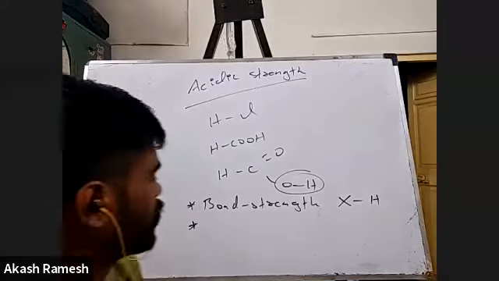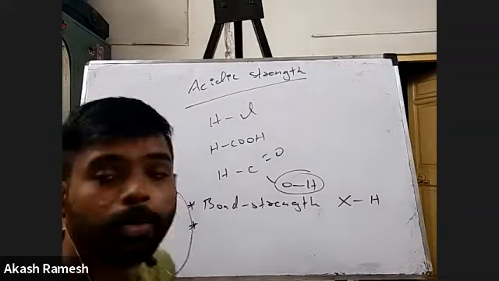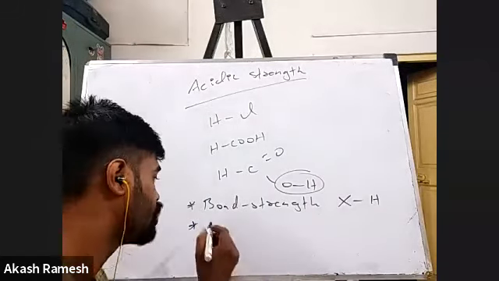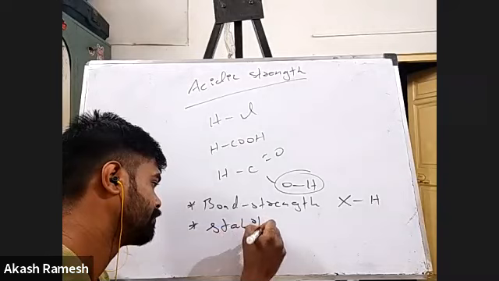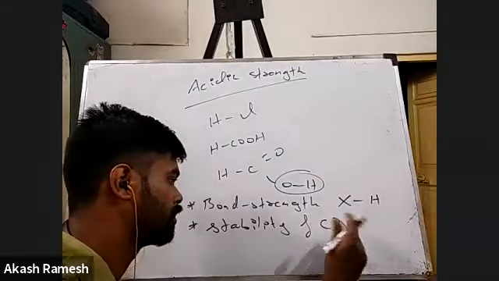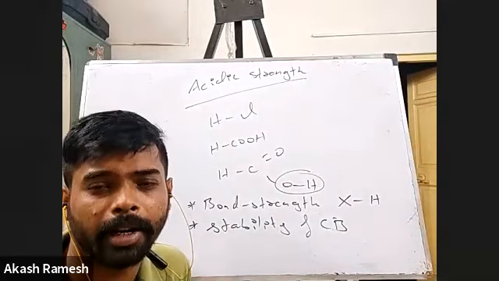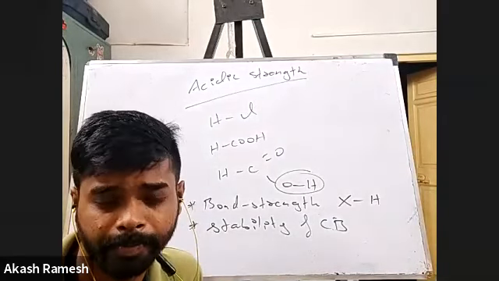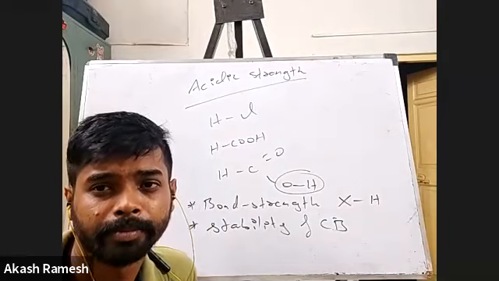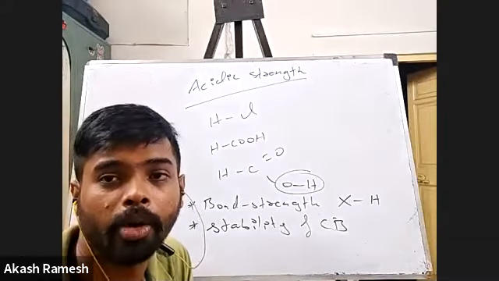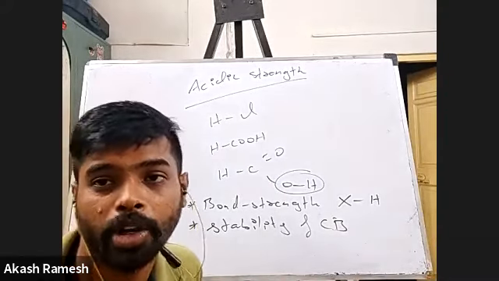Anyway, the second criteria would be the stability of the conjugate base. When I say conjugate base, what is a conjugate base? You tell me. Sir, you take out the hydrogen of the molecule, and whatever is the remaining part is the conjugate base. Yeah, correct. After removing H plus, whatever is remaining is what is called my conjugate base.